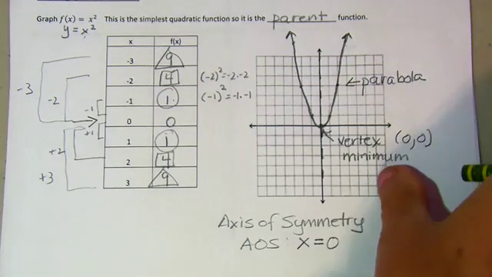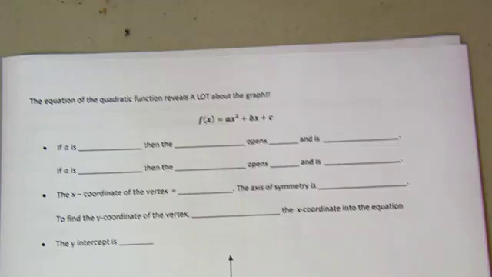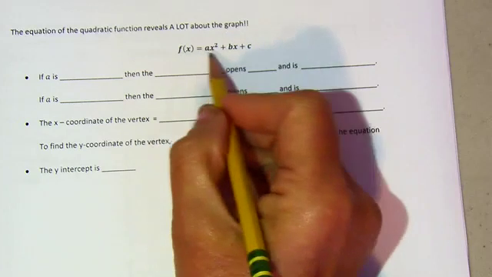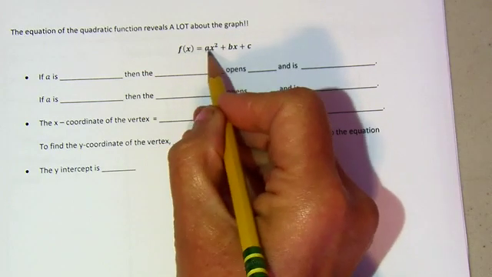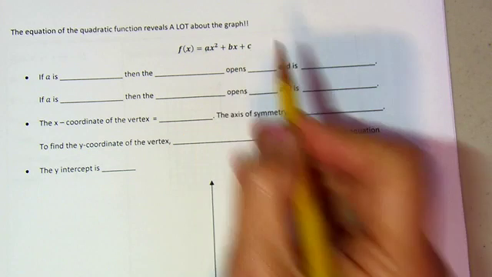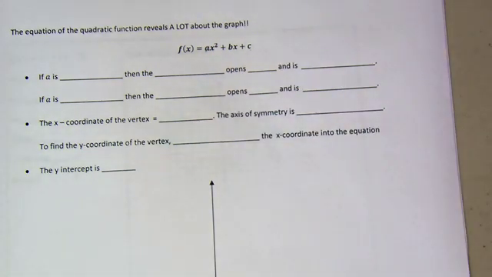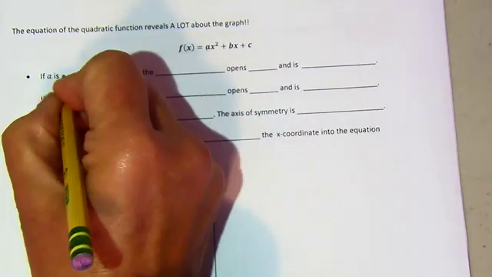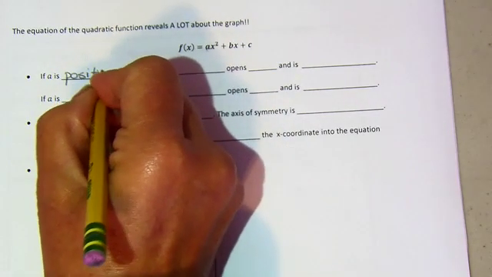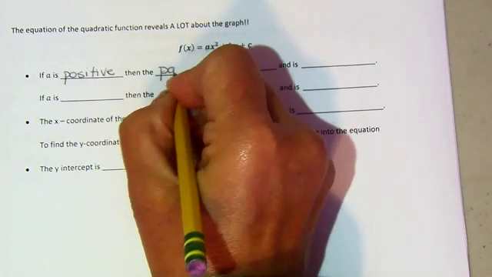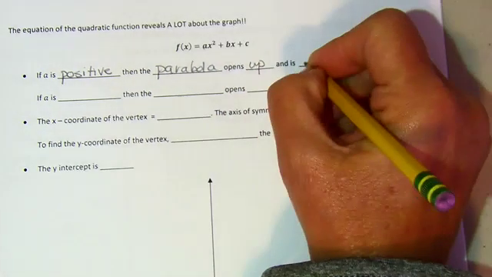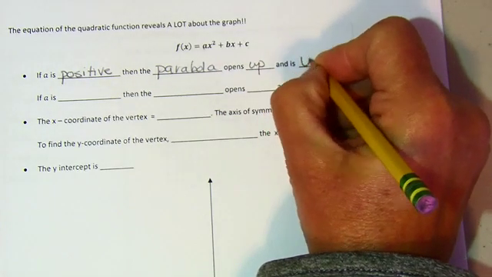Okay, so let's turn the page. So the equation of a quadratic function reveals a lot about the graph. When the equation is written in this form, a with the x squared term first, plus b with the x term second, plus c, there's lots of information about what your graph should look like. If the number in front, a, is positive, then the parabola opens up like an umbrella, or a U shape.